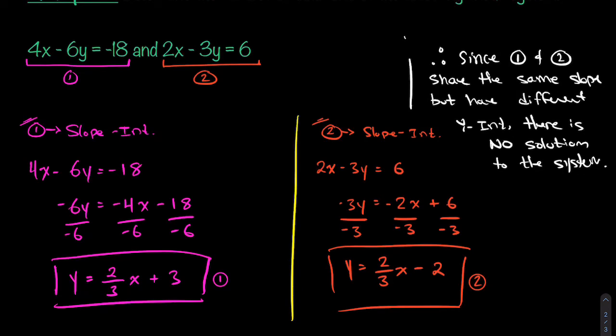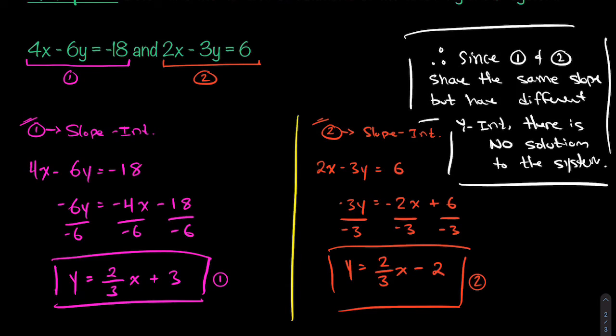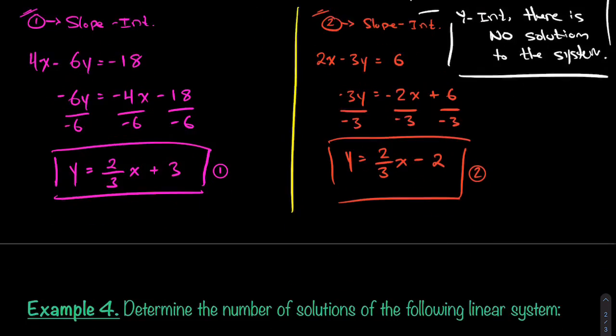And this is always for this unit, this is something major that I always want you to do, is to communicate what your answer means. So again, since they have the same slope but different y-intercepts, they're parallel and they're not going to have any solution. So only 2 more examples here.